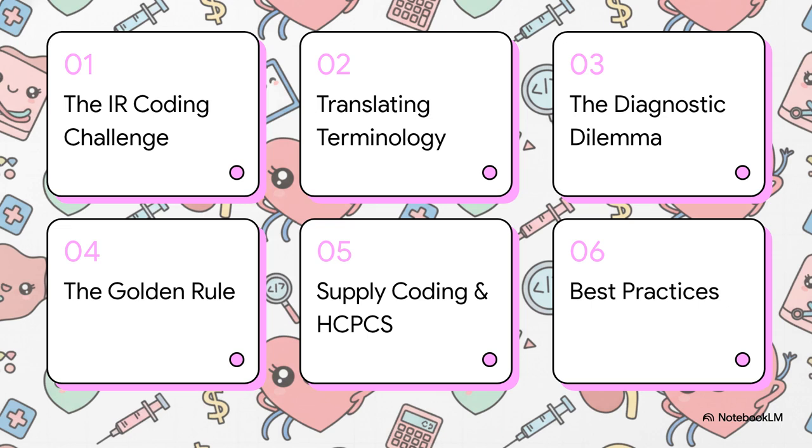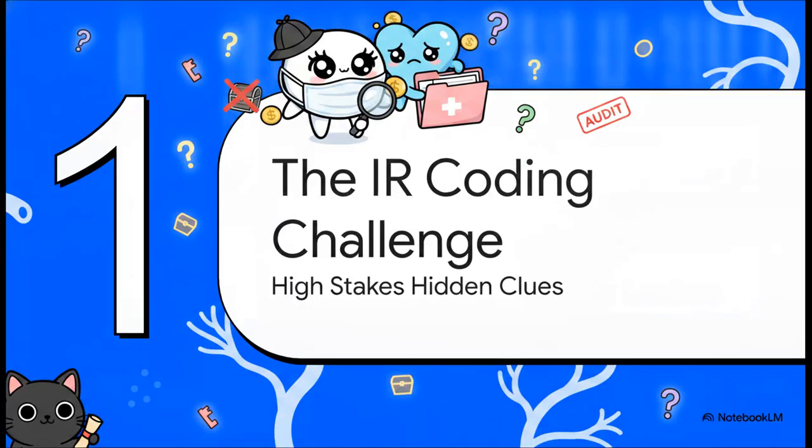Here is the roadmap for our investigation today. First, we'll look at the IR coding challenge. Then we'll translate the terminology and face the diagnostic dilemma. From there, we'll uncover the golden rule of IR coding, investigate supply coding and HCPCS, and wrap things up with best practices for compliance. All right, Section 1, the IR coding challenge, high stakes and hidden clues.